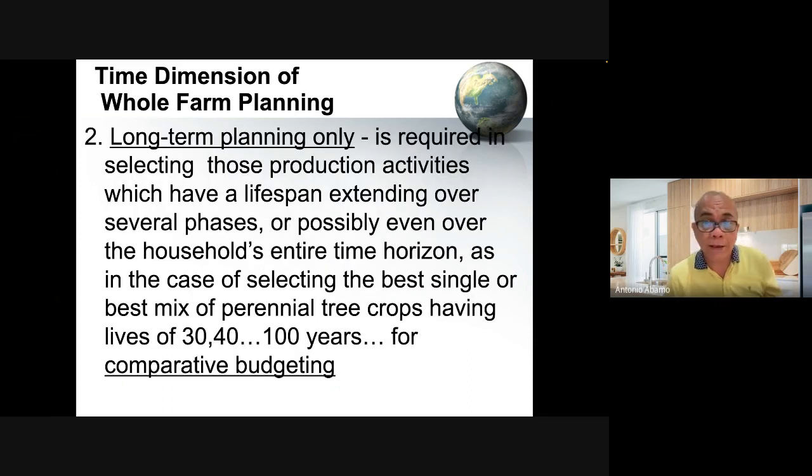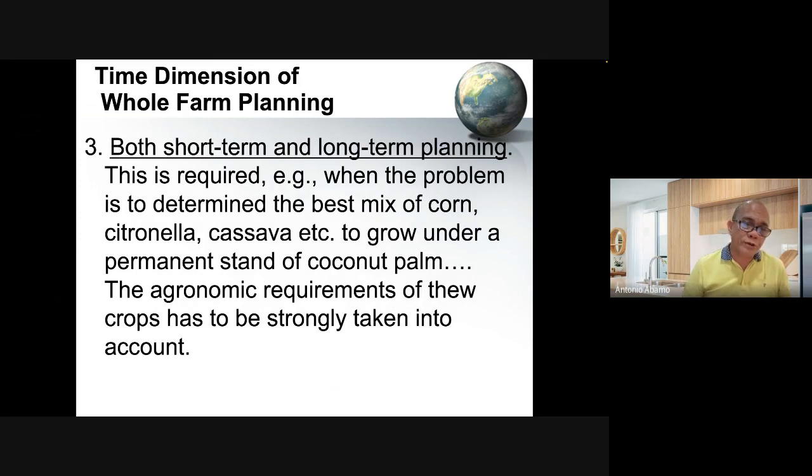And then long term planning. Long term planning is required in selecting those production activities that are having a longer lifespan, extending over several phases, a long term horizon, the entire horizon. There is even some kind of annual or more than 10 years. It could be 100 years, in fact, for comparative budgeting.